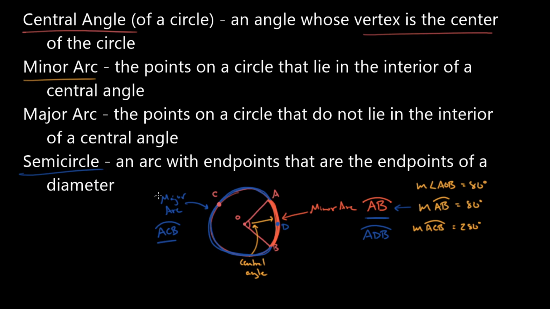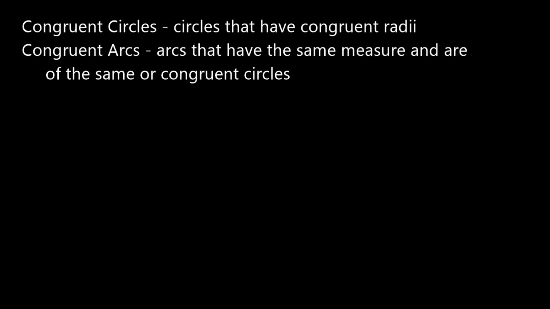The one last thing that we'll point out is that the measure of a semicircle will always be 180 degrees. All right, so that's how I name arcs, and that's how I talk about the measures of them. The last thing I can do with these arcs and measures is talk about one being congruent to another. And so that's our next part.